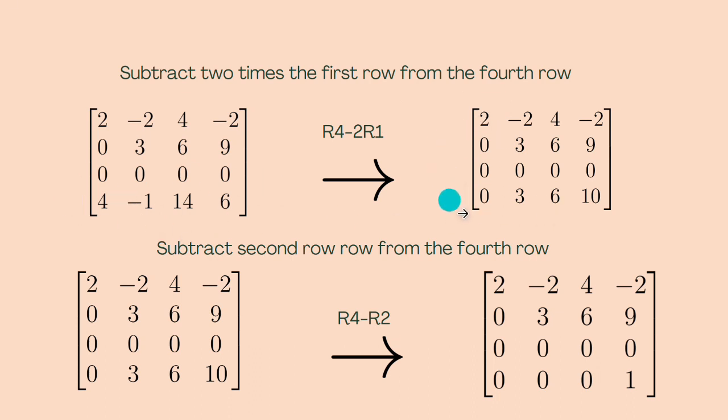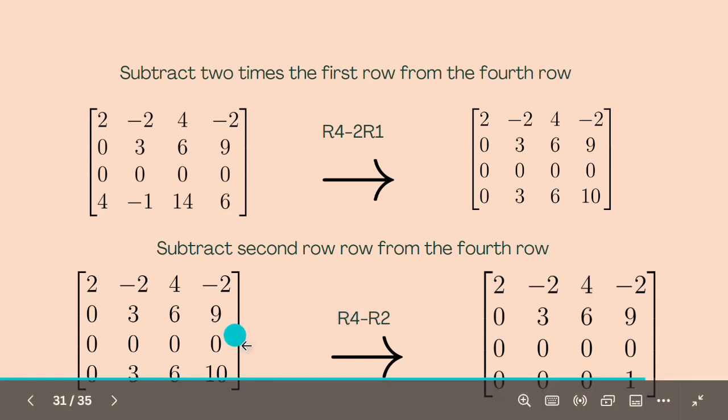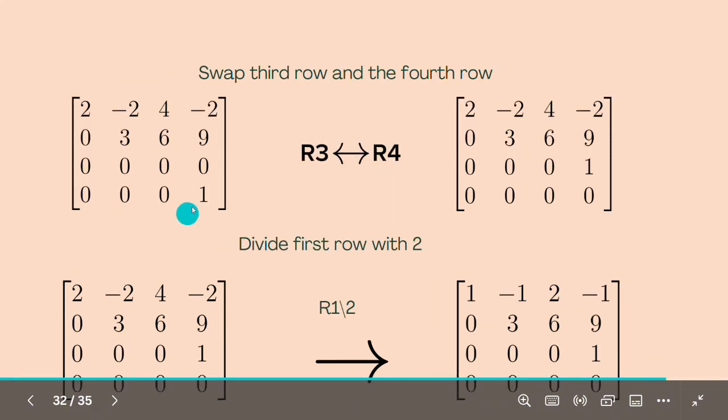So we get 0. So now we got 30 under in column 1 under the 2. Then subtract the second row from the fourth row. So the second row, we subtract it from the fourth row, so we can get most of the bottom part to be 0. Okay, but as you can see, we got 1 here.